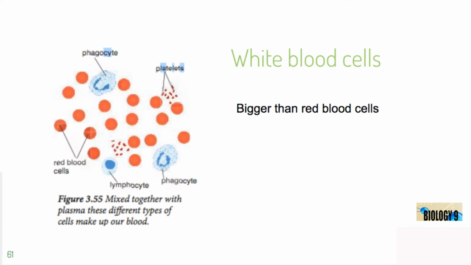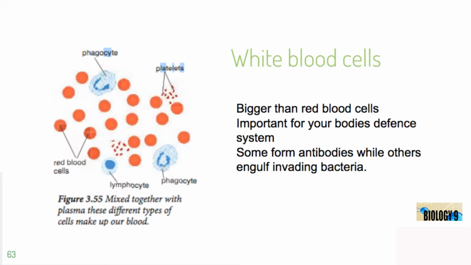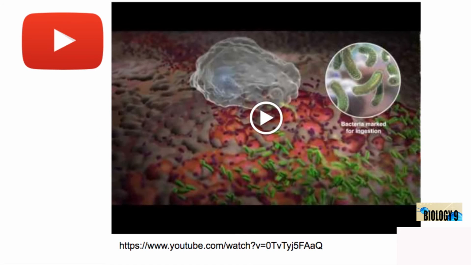White blood cells. These are bigger than red blood cells and really, really important in your body for fighting infectious diseases. They are part of your body's defense system, and they form antibodies. Antibodies we'll talk about a little bit more in a second. There's two main types here. There's those phagocytes. They're the ones that engulf bacteria, so they eat them like a Pac-Man, and the lymphocytes are the ones that release antibodies. Here is a short video that explains the role of these white blood cells.